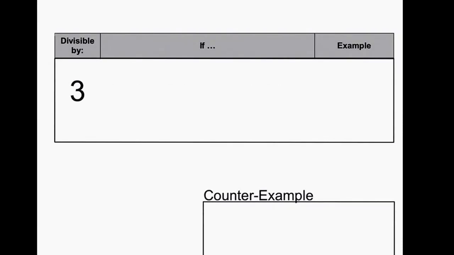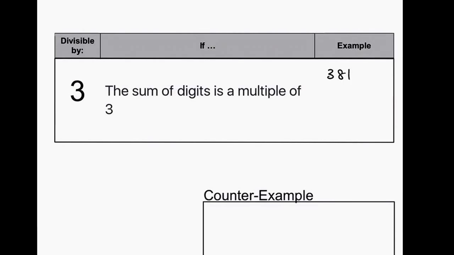Next one, divisible by 3. The rule states the sum of digits must be a multiple of 3. Example, if I have this number 381, the sum of digits is 3 plus 8 plus 1, which is equal to 12. So this number 381 is divisible by 3.